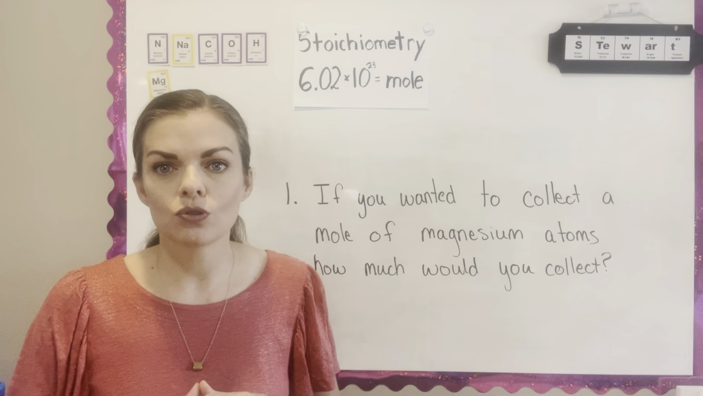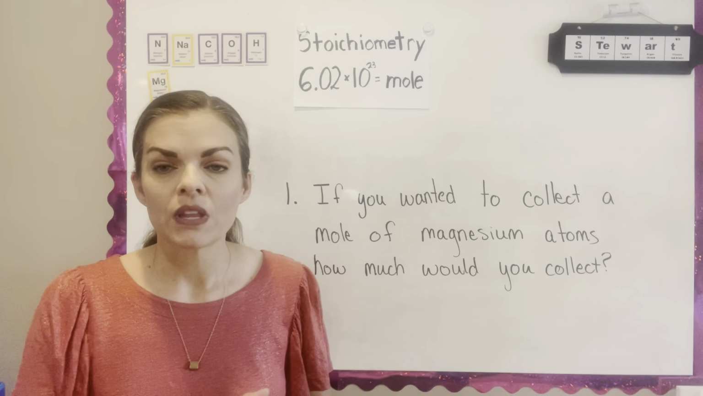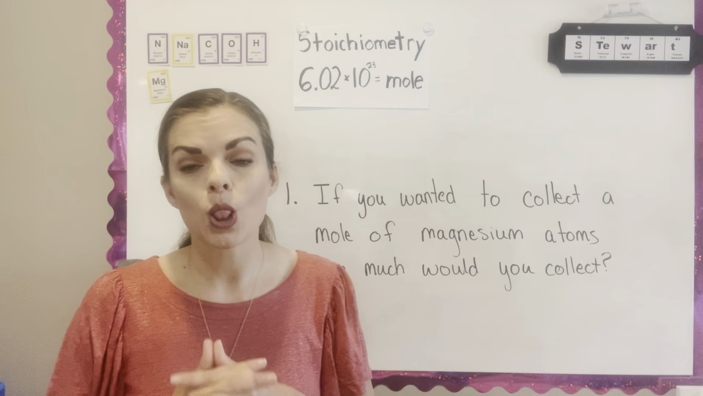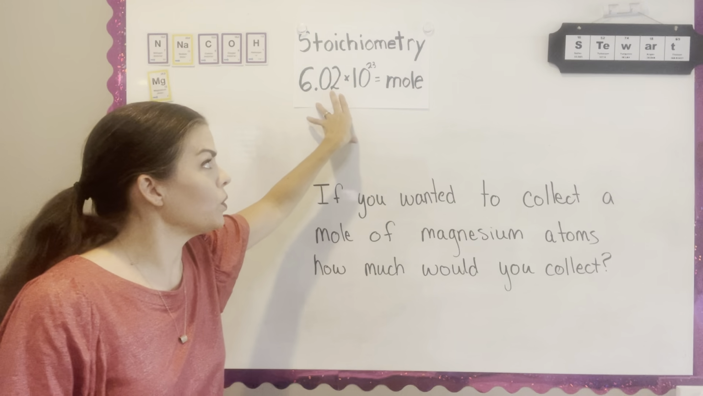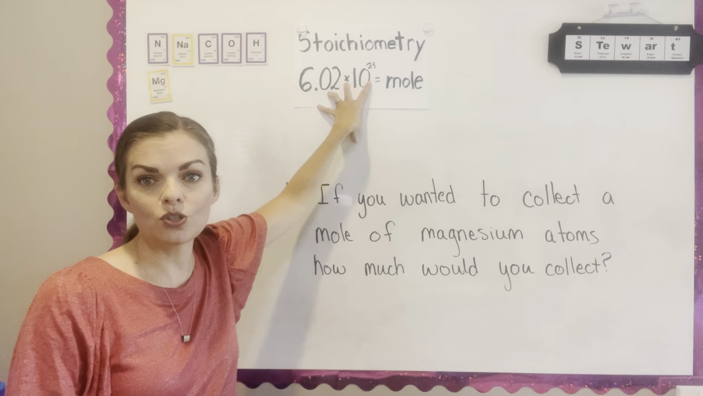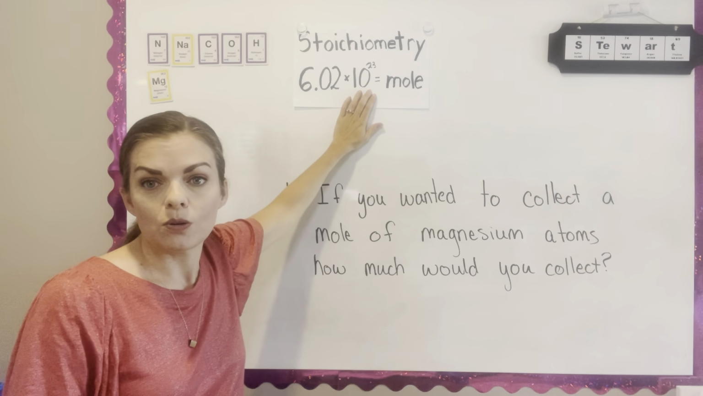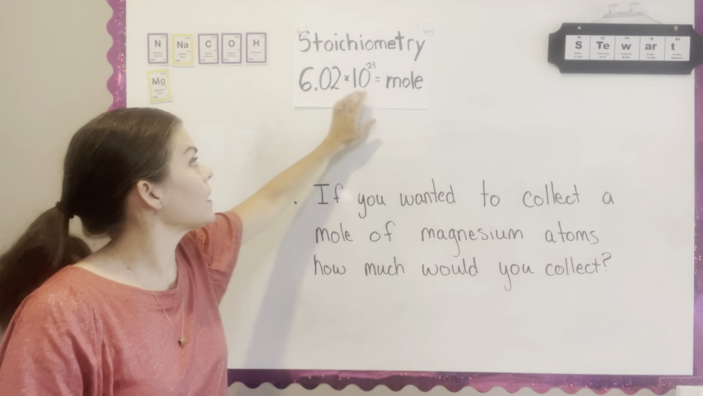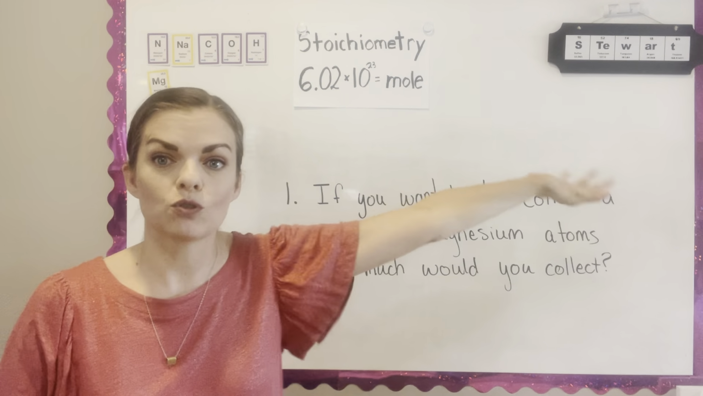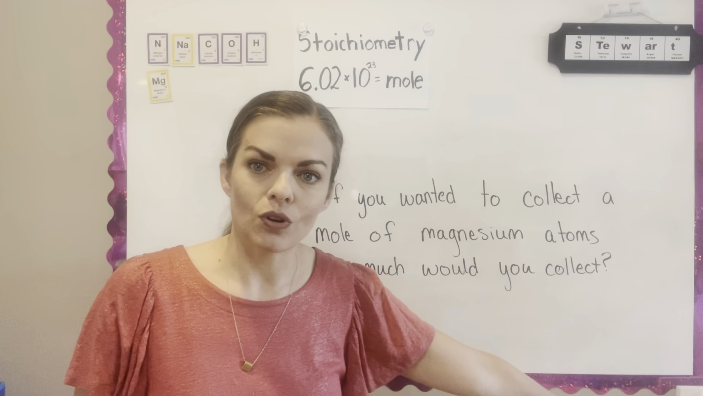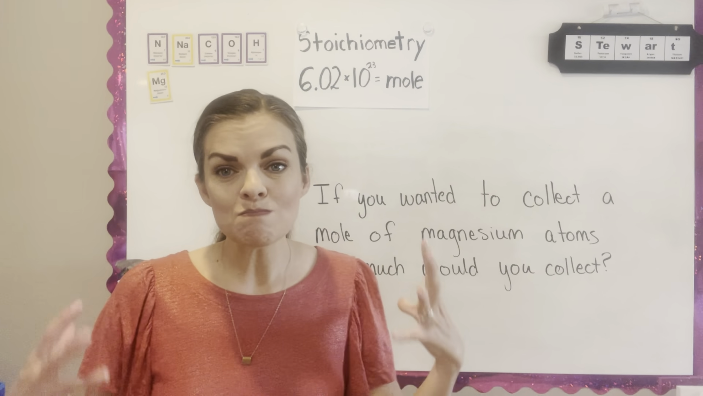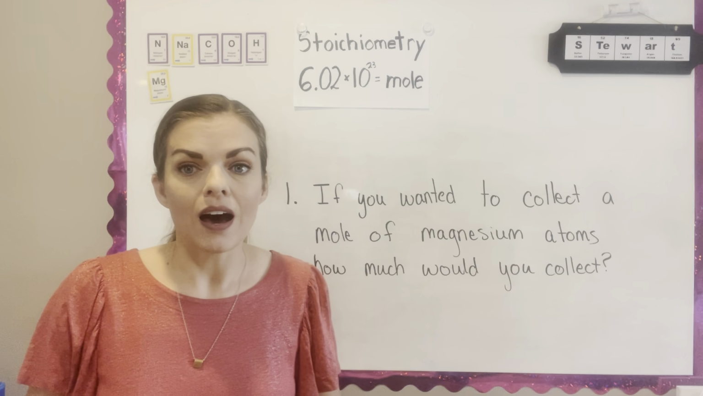And so we get introduced to a concept called a mole. And a mole is a really large number. 1 mole has 6.02 times 10 to the 23 atoms or molecules in it. It would be like if I had 6.02 and then 21 zeros after that. That many atoms makes up a mole.